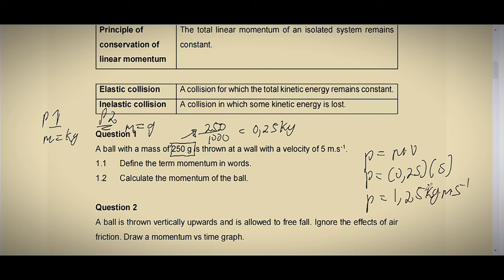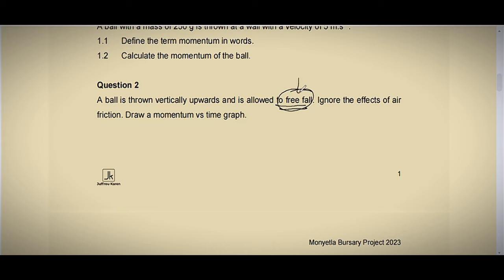Then let's move to question number 2. Question 2 says a ball is thrown vertically upwards and is allowed to free fall, right? When we get to VPM, you will understand this term free fall, but to just tell you the definition, free fall is the motion whereby the only force that an object will experience is the force of gravity. That means no other force is experienced by the ball besides the force of gravity. Hence, they tell us to ignore the effect of air friction. Now, they say draw a momentum versus time graph to show that motion.